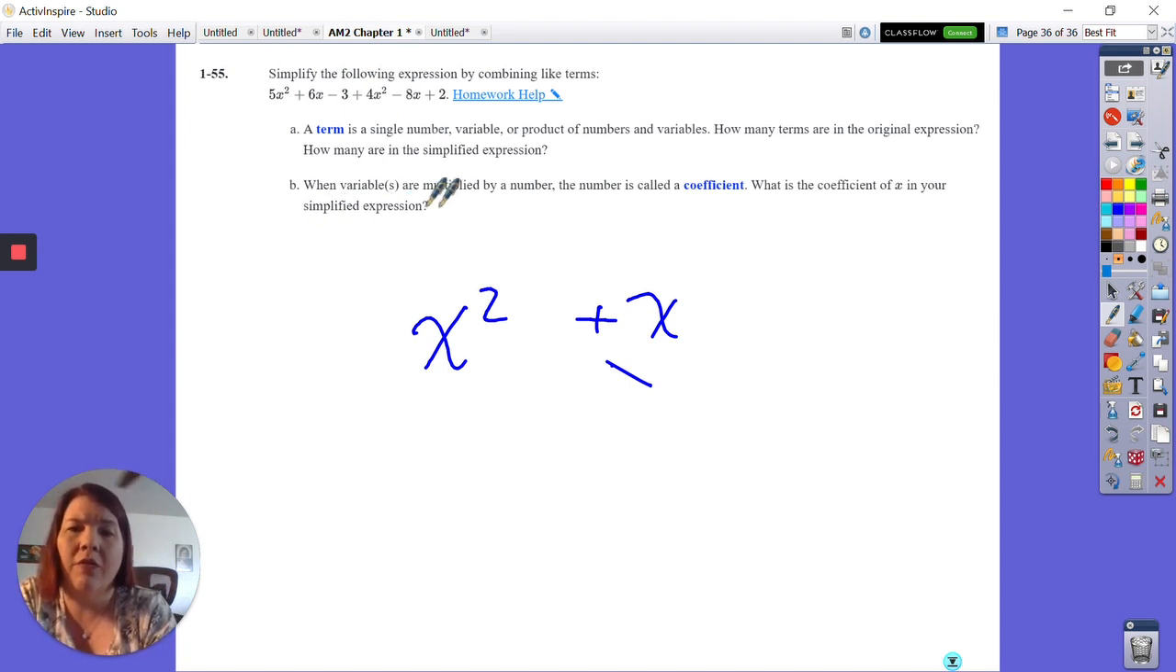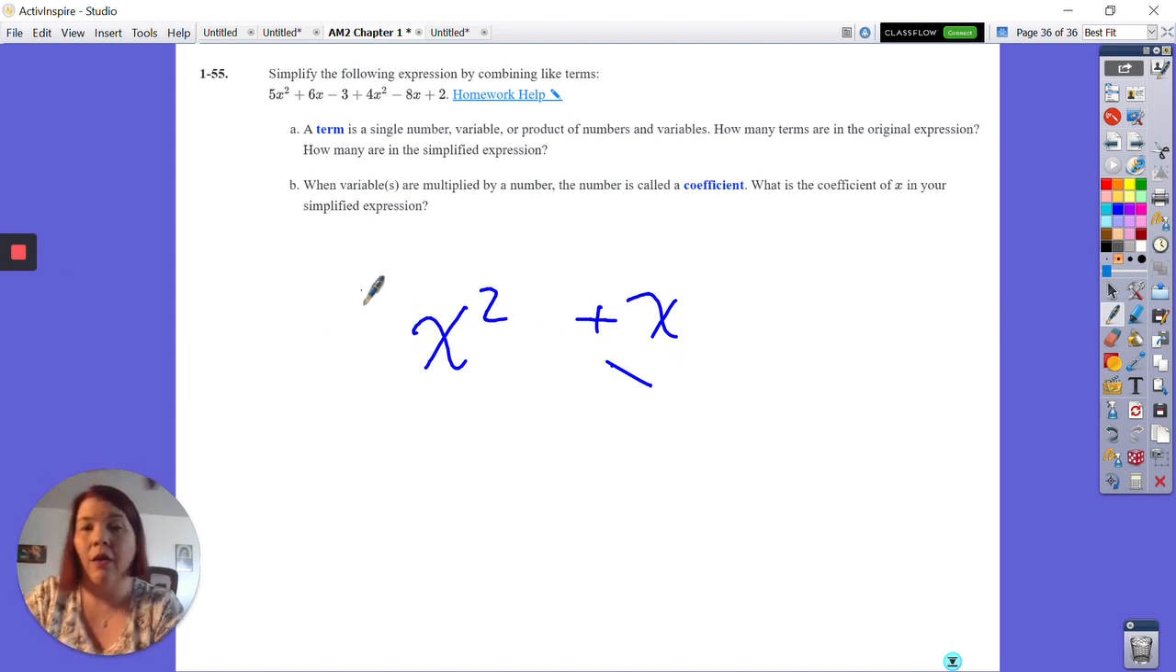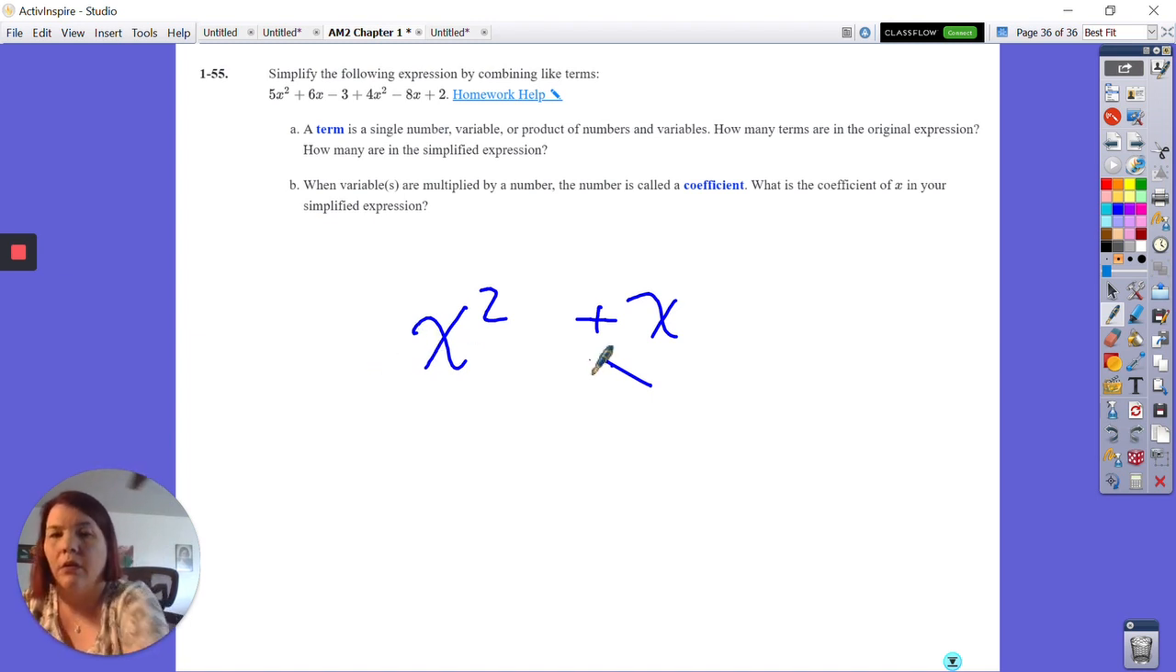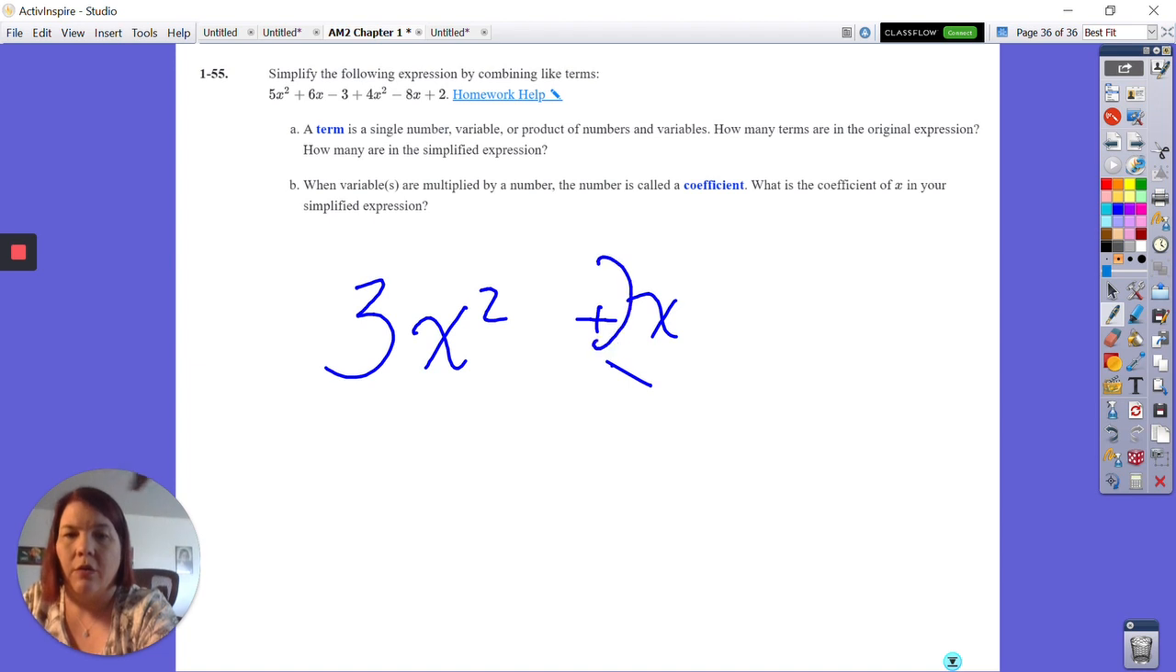Second part. When variables are multiplied by a number, that's called the coefficient. What is the coefficient? So right now, the coefficient of this term right here is -8. What is the coefficient of the x term when you've simplified everything? Like the coefficient of this x term in my handwritten thing, which has nothing to do with the problem, is 1. And the coefficient of that is 1. Now I'm going to give it a different coefficient. The coefficient is 3. Coefficient is 3. Coefficient is 2.